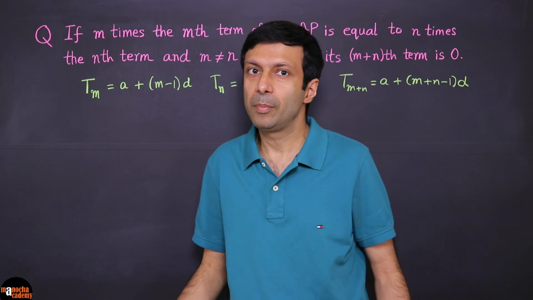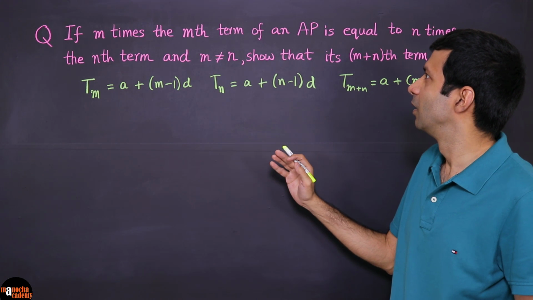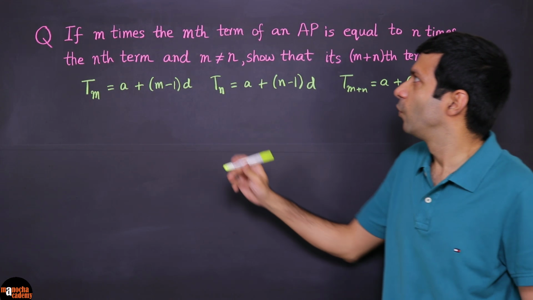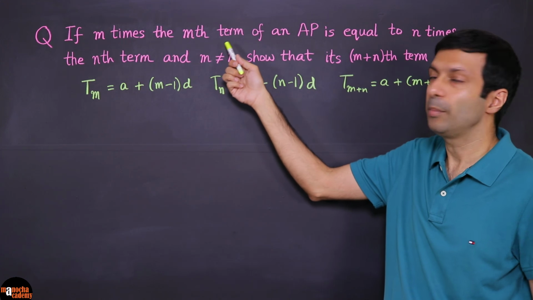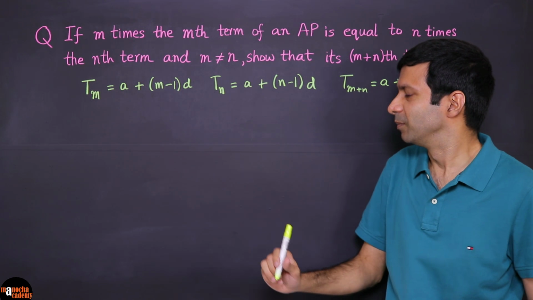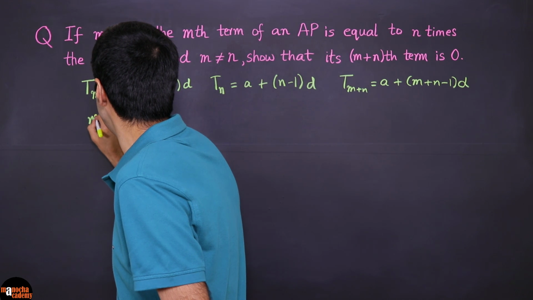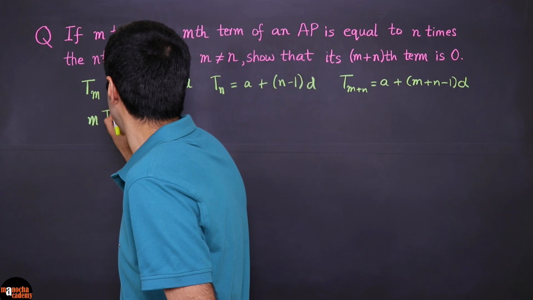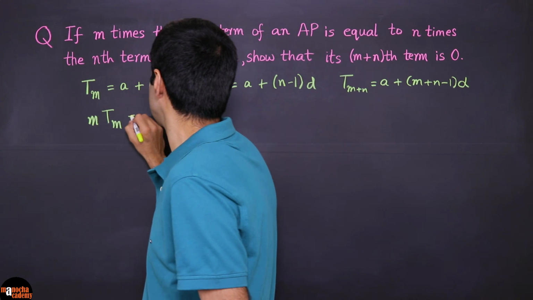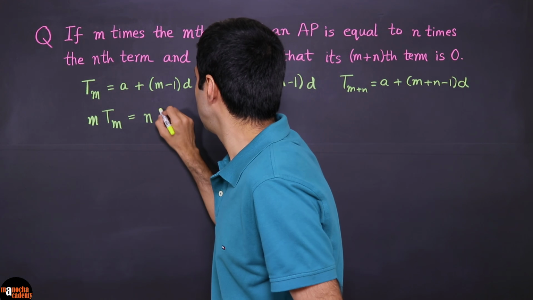Now let's see what we have been given. So we can form the equation from what's given to us in the question. We've been given that m times the mth term is equal to n times the nth term. So let's write that down in symbol form. So we've been given m times the mth term, right, is equal to n times the nth term.